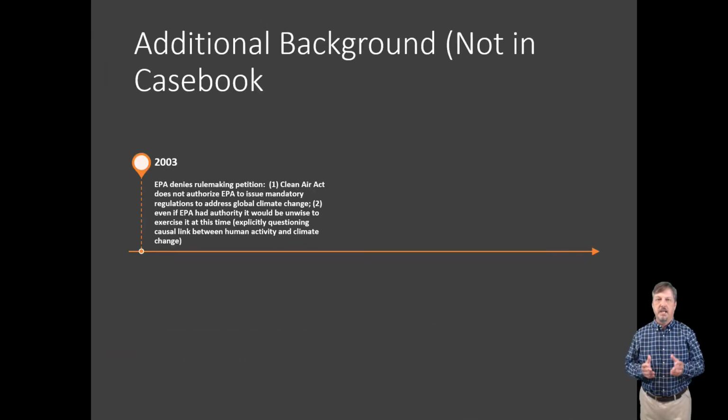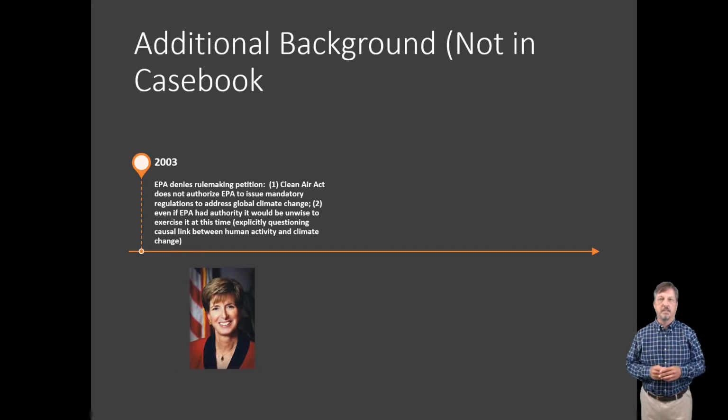In 2003, however, the EPA, under then-Director Christine Todd Whitman, the former Republican governor of New Jersey, appointed as EPA chief by George W. Bush, denied the rulemaking petition. The grounds for denial were that, 1, the relevant statute, the Clean Air Act, did not authorize EPA to issue mandatory regulations to address global climate change, and 2, even if EPA had such authority, it would be unwise to exercise it because the causal link between human activity and climate change could not be unequivocally established.